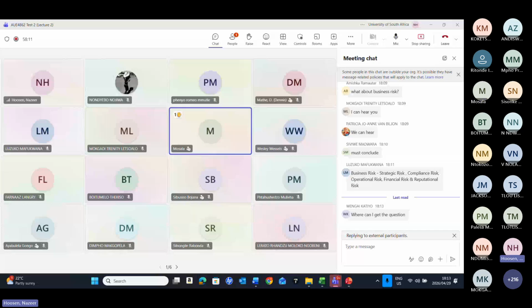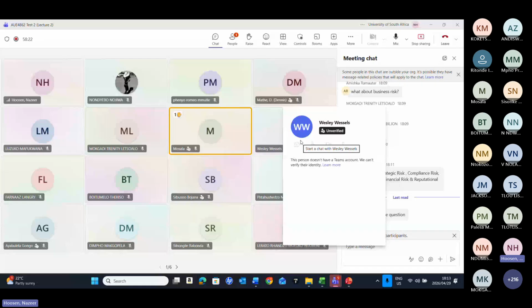Okay, so in terms of the specific ISAs itself, there is a reliance on the expert. There's obviously the work of internal audit. And for the purposes of this example, we're looking at the aspects of 620.